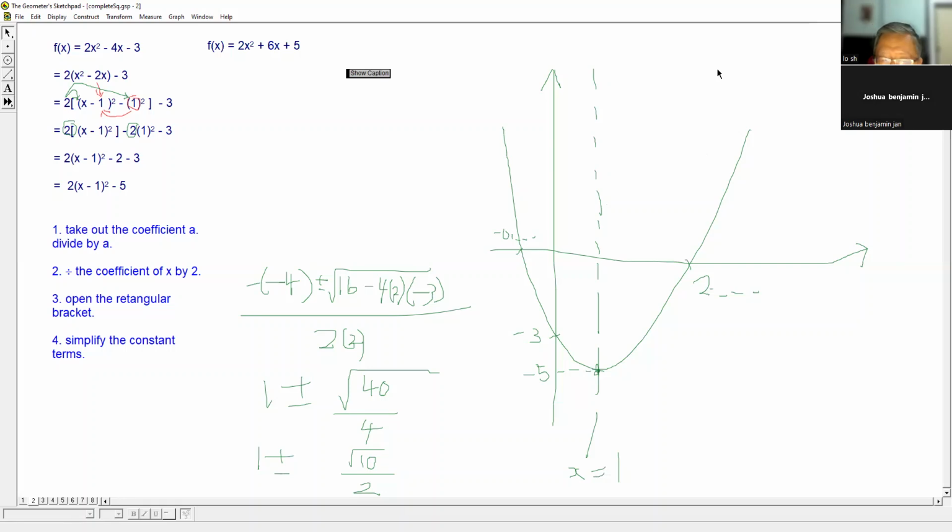So I give you around 5 to 10 minutes. You try out, then you WhatsApp me the answer. I don't want to rub off this. You just refer to this.